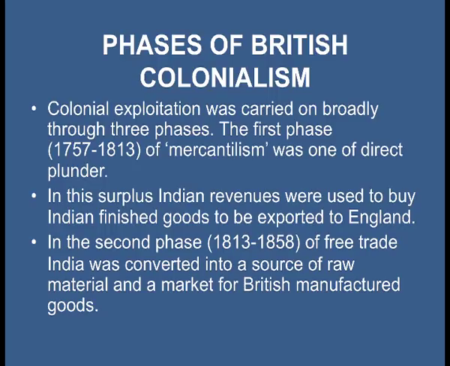The first phase, that is 1757 to 1813, of mercantilism was one of direct plunder. In this phase, Indian revenues were used to buy Indian finished goods to be exported to England. In the second phase, that is between 1813 and 1858, of free trade, India was converted into a source of raw material and a market for British manufactured goods.